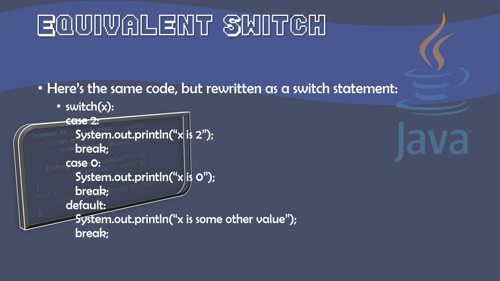Remember, the default I have mentioned is very similar to how our else works. So this is kind of our catch-all, our bucket here for these situations. So this is where we get x is some other value.